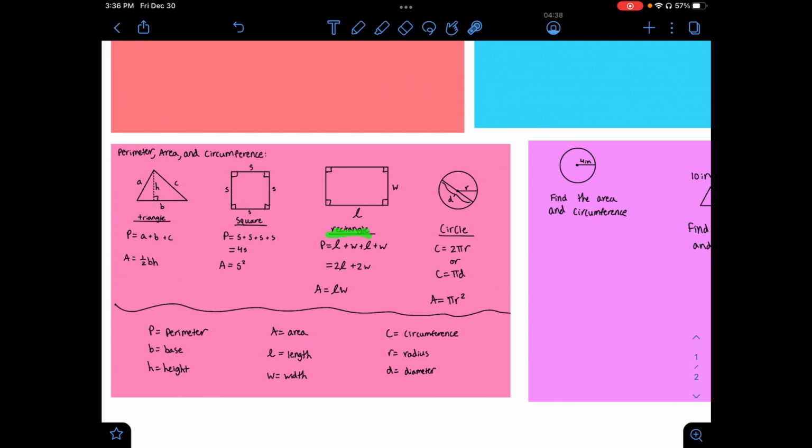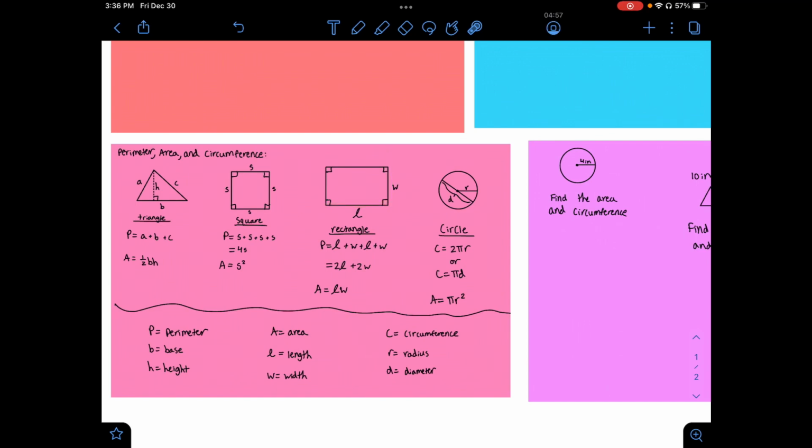For a rectangle, it's similar to the square and triangle where you add the sides to find the perimeter. So you're just going to add length plus width plus length plus width, which is also the same as 2 times the length plus 2 times the width. And for the area, same for the square, you're going to do length times width.